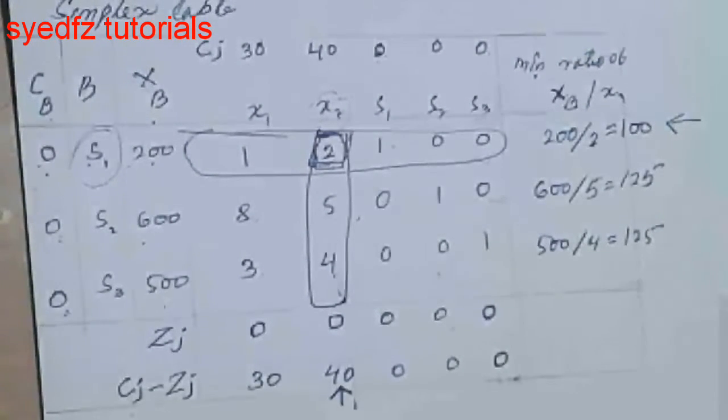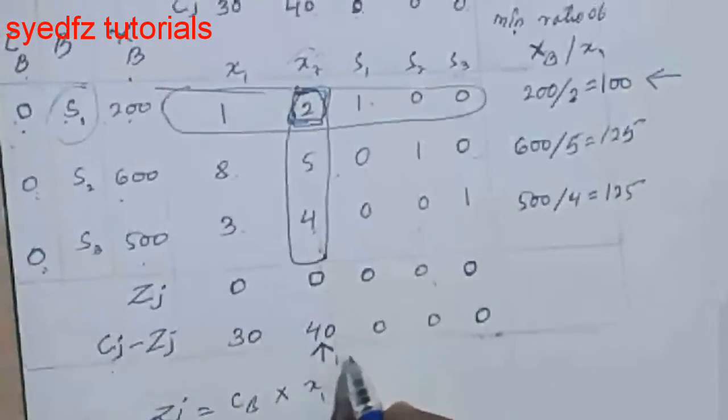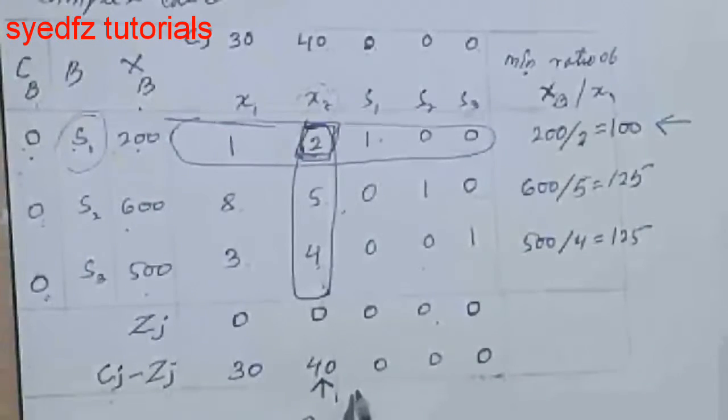So now let's create one more simplex table, because it didn't solve. Why didn't it solve? Because there are 2 positive elements. It should not be positive, it should be negative. So let's draw another simplex table. Here I have created one more table for the second simplex table.